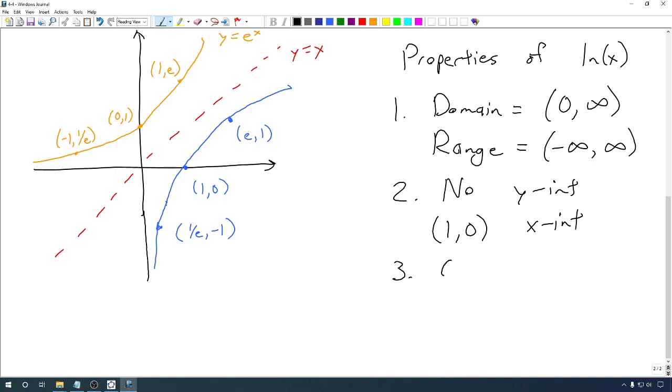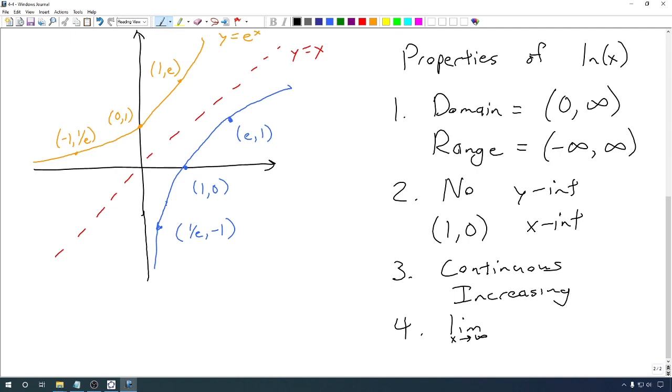Property 3, this is continuous. There is no break in our graph, and it's also increasing. Which will mean, once we actually figure out how to differentiate this, that its derivative has to always be positive. So at least we know something about the derivative already, just from our graph. We also have some limits.